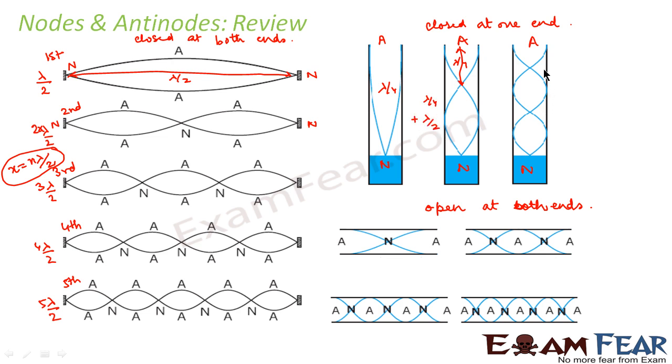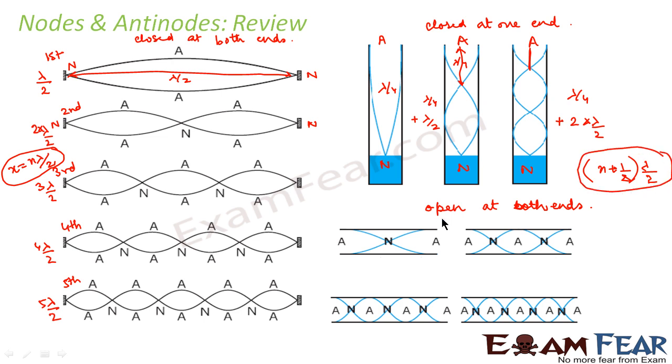Now when you look at the third one, what is it? Again, this is lambda by 4. This part is lambda by 4. So you have lambda by 4 plus 2 times lambda by 2. So if you look at this pattern, it corresponds to (n plus 1 by 2) lambda by 2. So it follows this pattern.